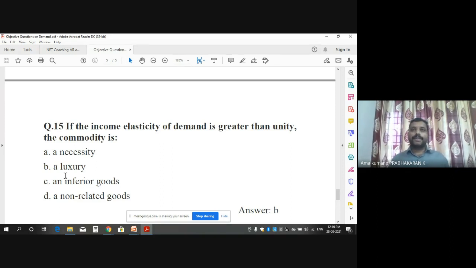luxury commodity. In the case of luxury goods, inferior goods and superior goods, you have to keep this in mind. That is why the income elasticity of demand is greater than unity only in the case of luxury goods. If a person's income is improving, he goes for luxury items, so this will affect the luxury commodity.